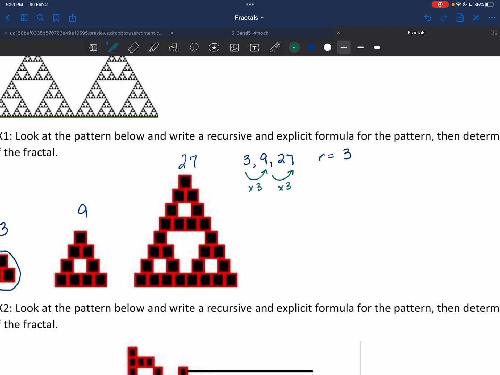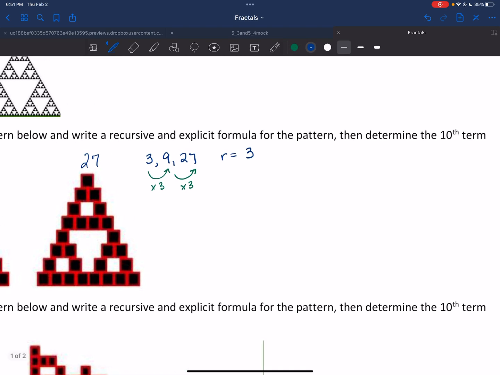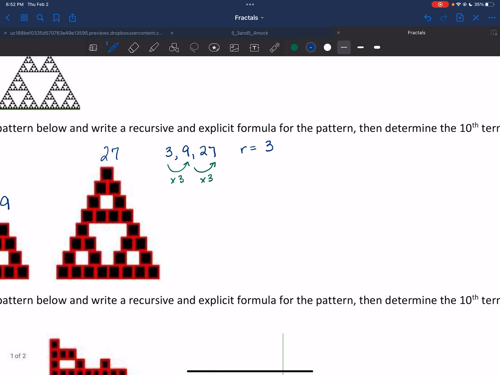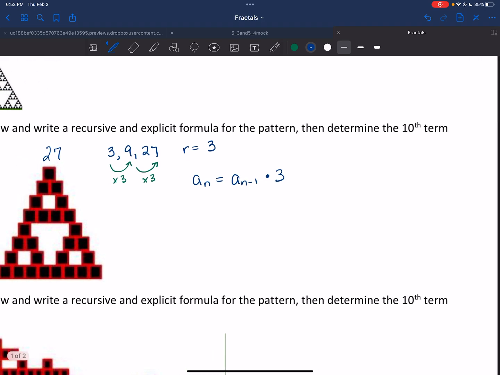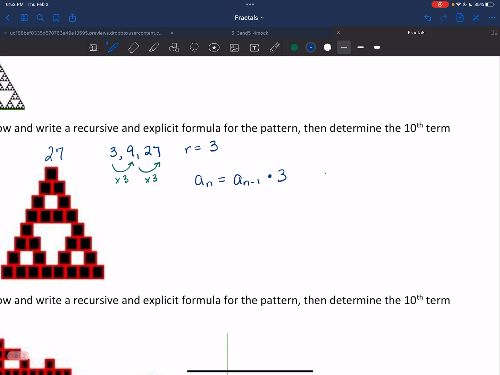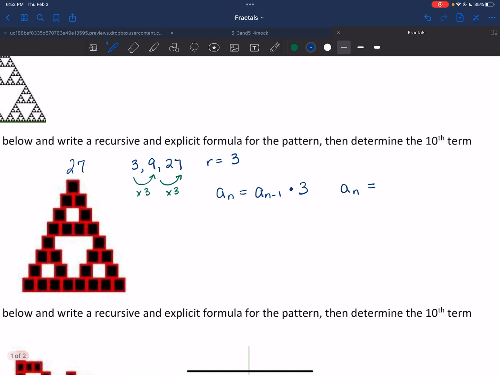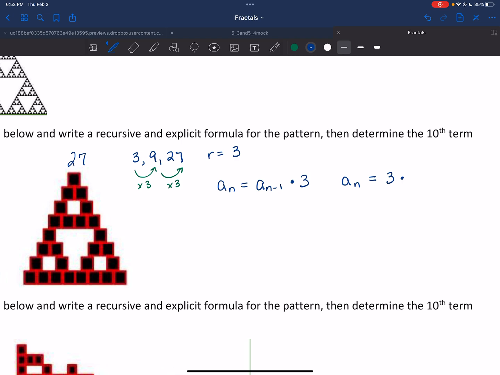All right, let's go ahead and write our recursive and explicit formulas for these. I hope you remember these. So my recursive would be the easy one. It's a_n equals a_(n-1) times r, which would be 3. My explicit formula would be a_n equals a_1, which is 3, that's my first one, times r, and my r is also 3, to the n minus 1.